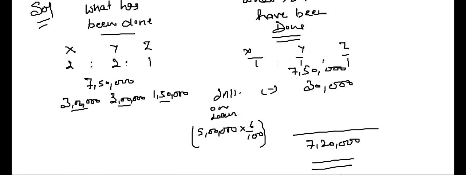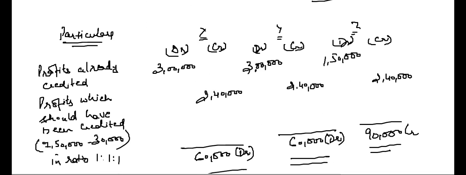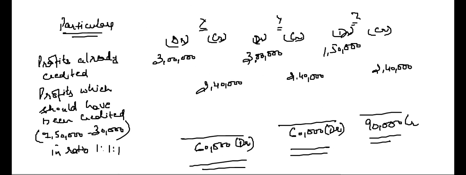There were two scenarios. What has been done? What should have been done? Right? And on the basis of that, we prepare one statement for correction. The profits which have been wrongly credited to the partners will be debited, and the correct profits which should have been credited to the partners are credited, and for the net effect we pass a rectifying entry.